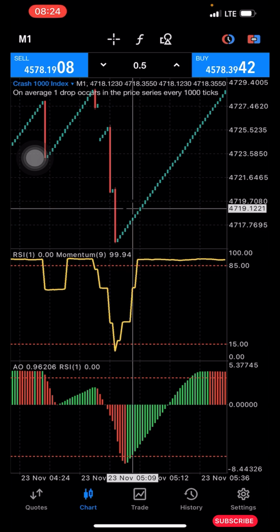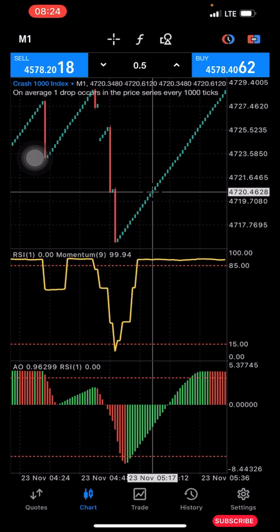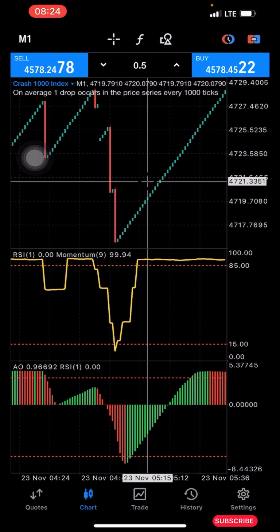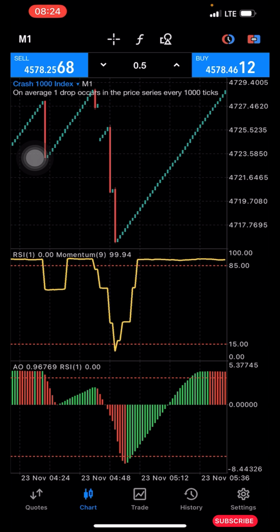This is Crash 1000. You are going to buy and hold for 5 to 10 candles, but in order to be safe, I advise you just take 5 candles. You pick 5 candles from the market and then you exit, and you look for the next opportunity to present itself. That's how simple the strategy is.